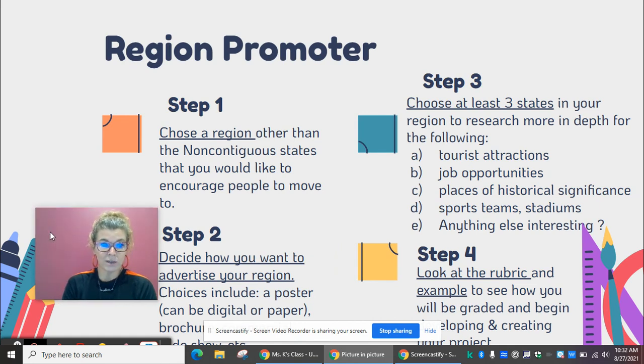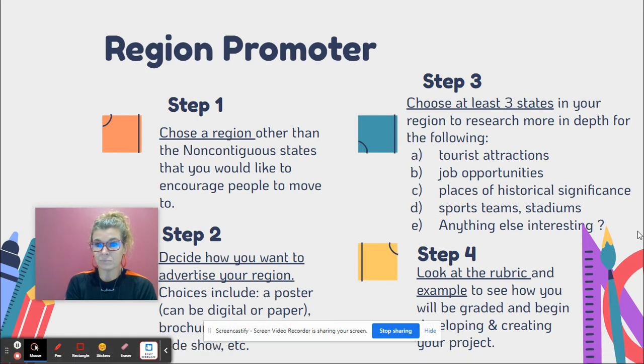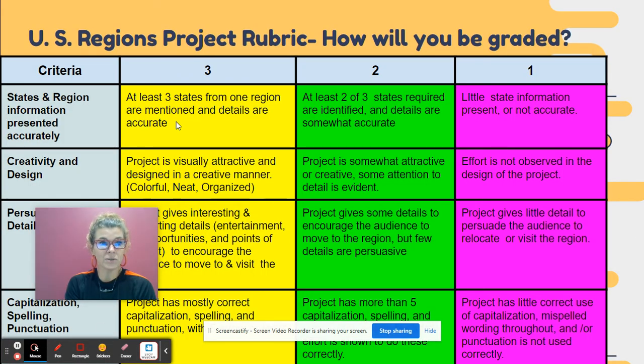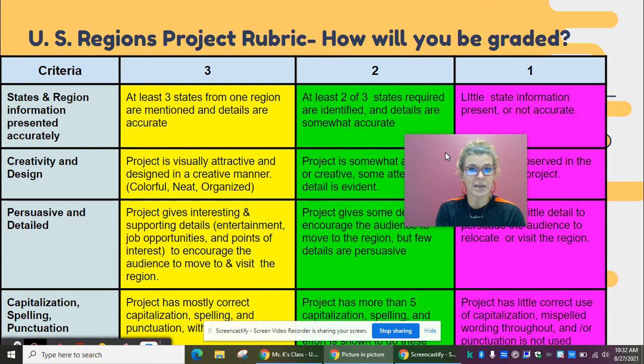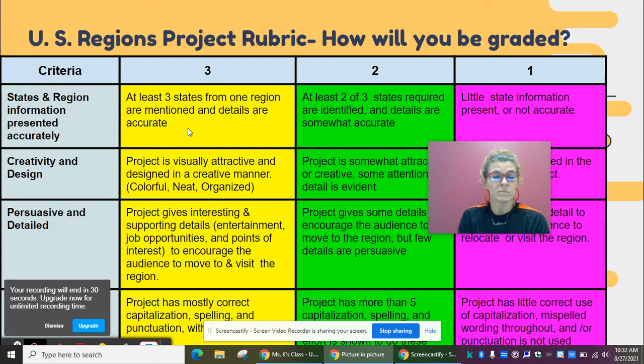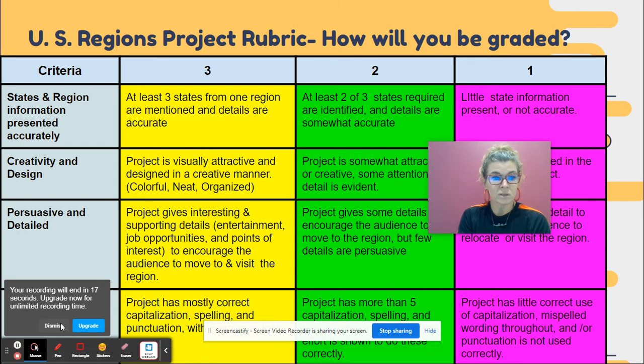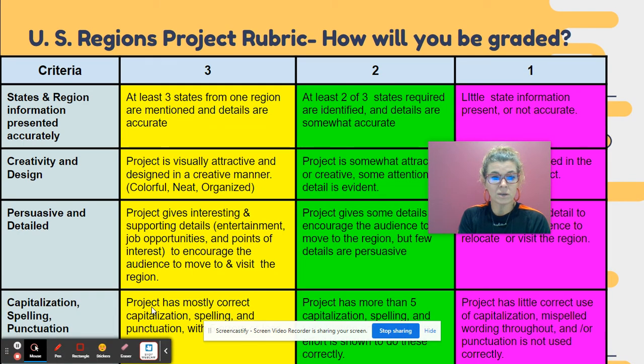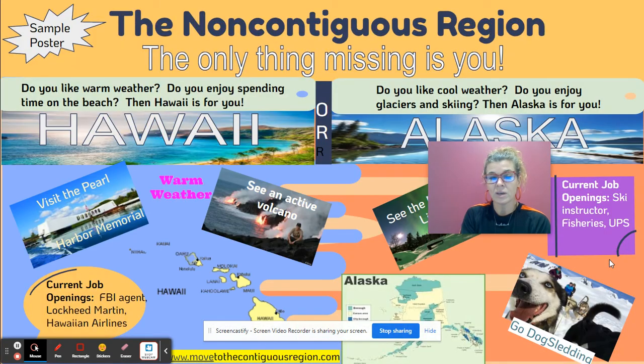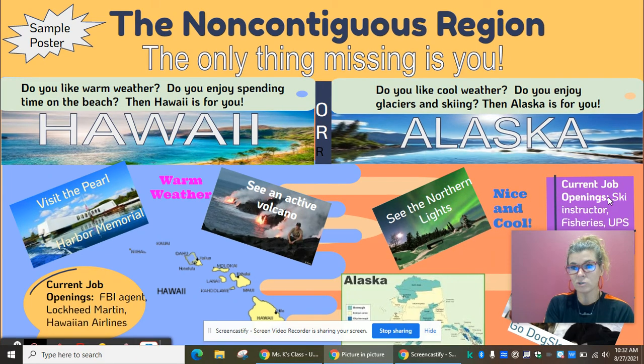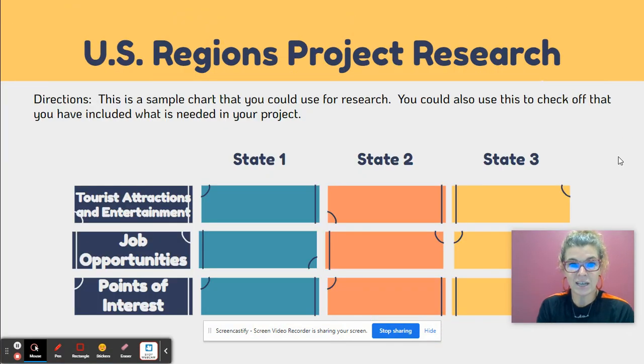You can look through the rubric on the next slide. You want to get 3s right here. You want your information to be accurate and that you have at least 3 states mentioned. You want to be creative, colorful, neat, and organized. You want to be persuasive and entertaining so people would want to visit that area. Then you want to make sure that you've worked on capitalization, spelling, and punctuation. You can see that there's an example of the non-contiguous states, and you can use the next slide as a checklist.